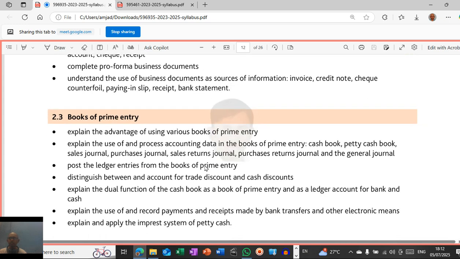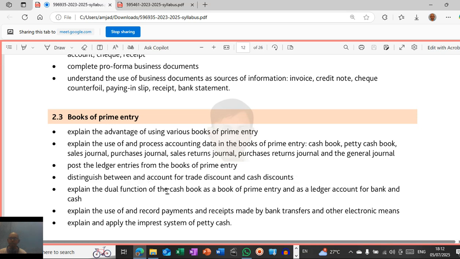Next lesson we will learn books of prime entry. Explain the advantages of various books of prime entry. Explain the use and process of accounting data in the books of prime entry: cash book, petty cash book, sales journal, purchase journal, sales return journal, purchase return journal, and journal. Post the entries from the books of prime entry. Distinguish between and account for trade discount and cash discount.